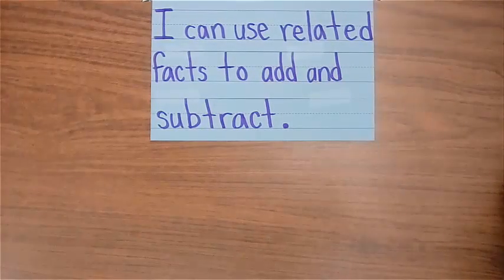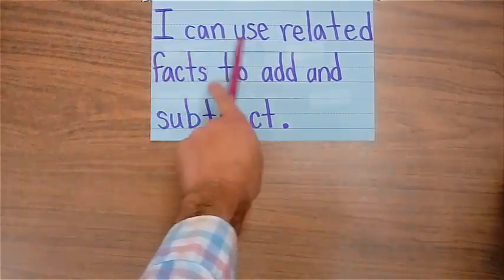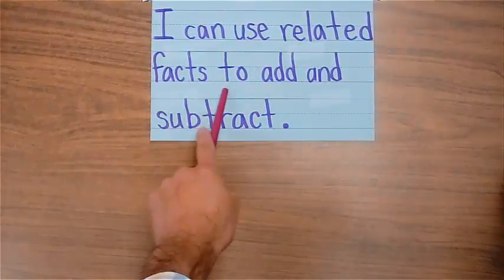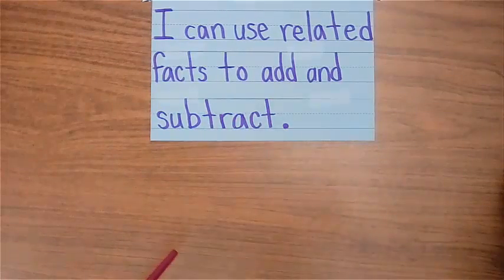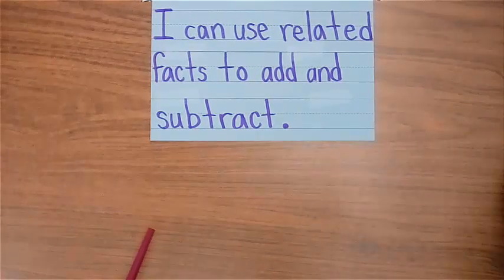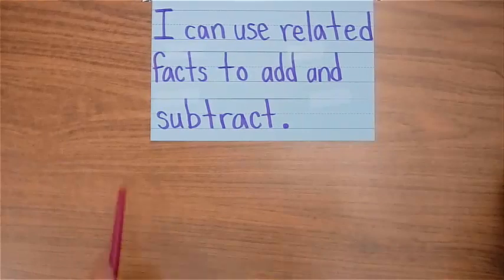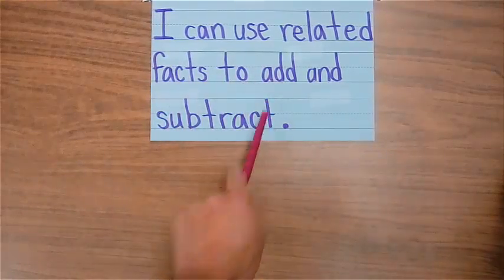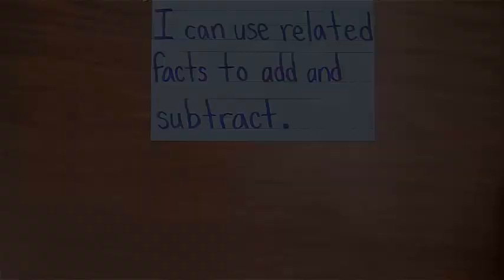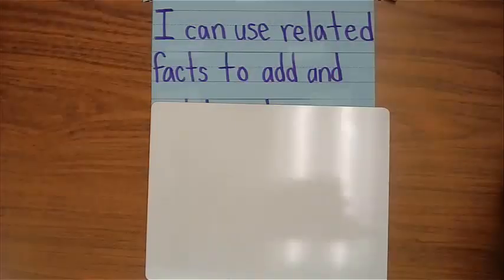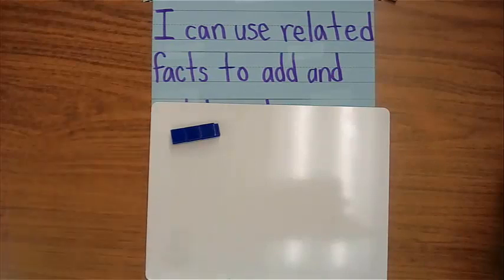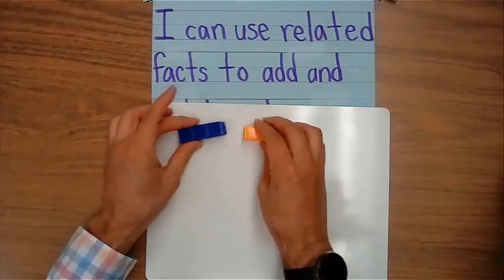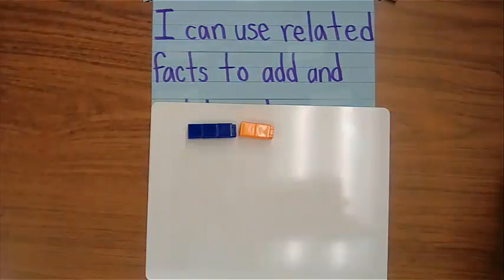Let's review our learning objective for today. I can use related facts to add and subtract. So we're going to be using a strategy of related facts to add and subtract. So if we have 3 plus 2, what does 3 plus 2 make?